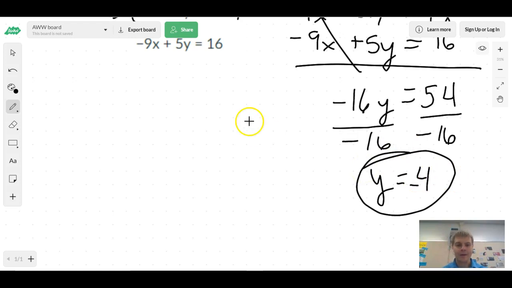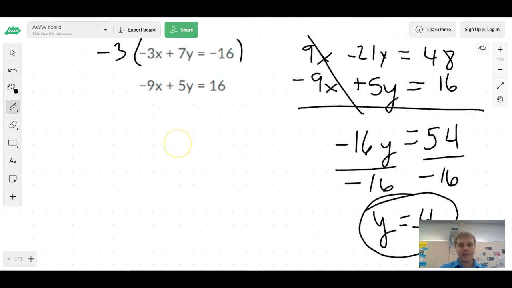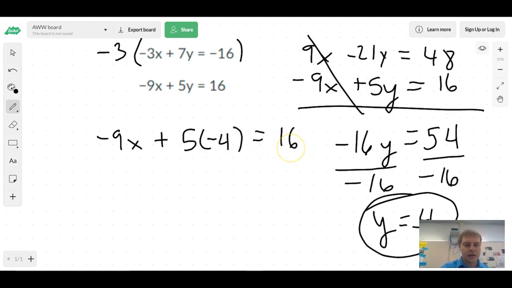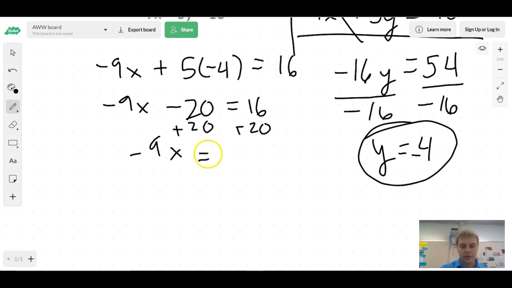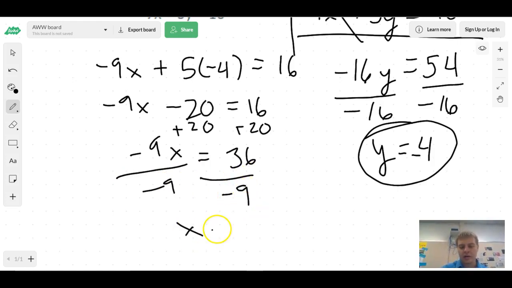We're going to take that and plug that in for one of these two equations. I'm going to plug it into that bottom equation. So we're going to get negative 9x plus 5 times negative 4 equals 16. That's going to give me negative 9x minus 20 equals 16. I'm going to add 20 to both sides, and we're going to get negative 9x equals 36. Divide by negative 9, and we can see that also will give us negative 4.